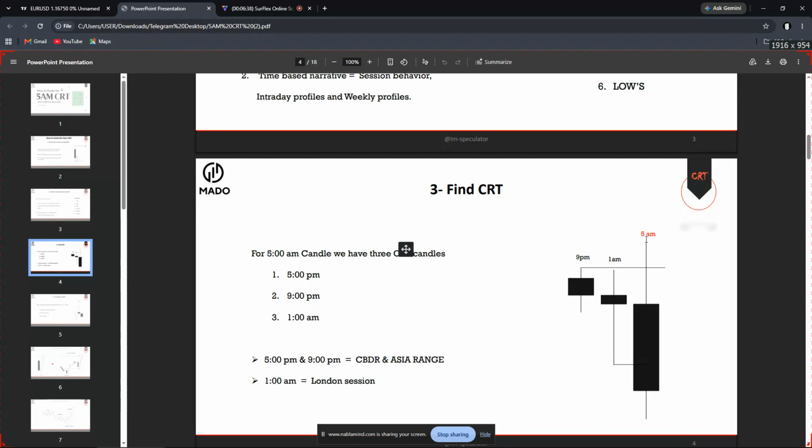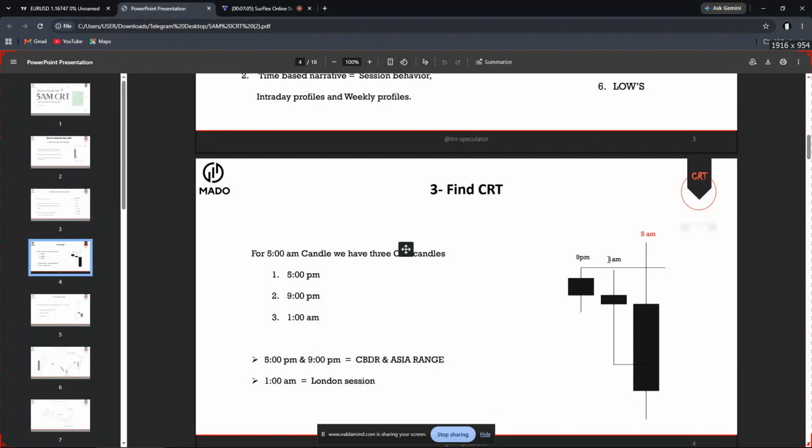Now, the 5 a.m. is the London session slash New York session. So the 5 a.m. 4-hour candle is going to open, take out the highs of the 9 p.m. and the 1 a.m., then close inside the range. The moment it closes inside the range, we are going to go down to the lower time frame, look for our entry confirmation, which I'm going to teach on the chart. Then we target the candle range low. So this is how to trade the 5 a.m.